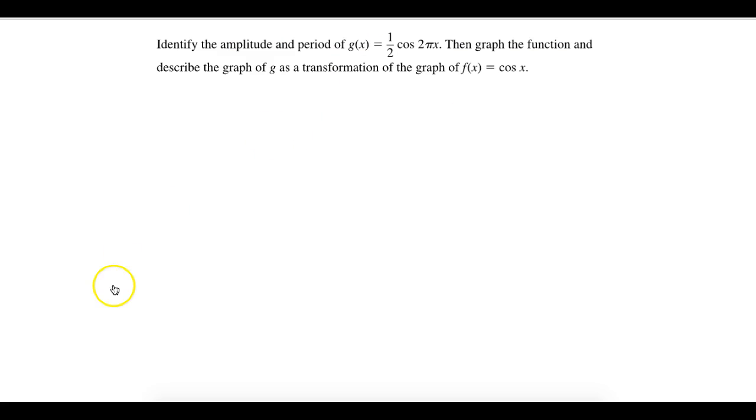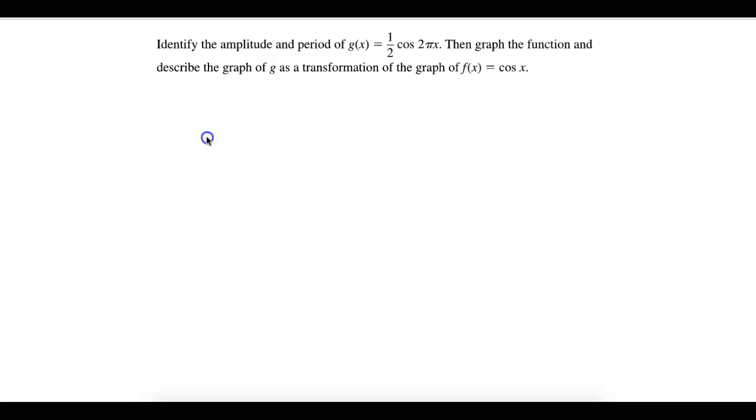So let's look. Here, if we look at our function, we know that A equals 1/2. And in this case, we get B equals, look at the value that we're multiplying by x, B equals 2 pi. So that's the first step to identify your amplitude and period. You have to look at what your A and B values are. So here we've got A equals 1/2, B equals 2 pi.